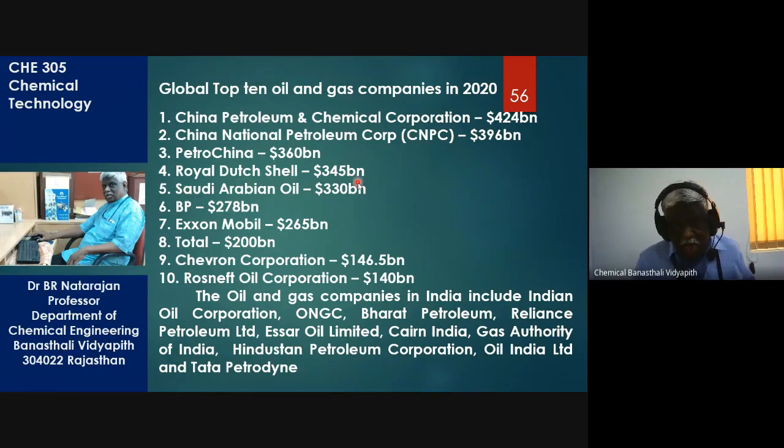Then Royal Dutch Shell, $345 billion. Saudi Arabian Oil, then BP, British Petroleum, 278 billion, Exxon Mobil, Total is the name of a company, Chevron, and among the oil and gas companies in India, you have the Indian Oil, IOC, ONGC, Bharat Petroleum, Reliance Petroleum, Essar Oil, Cairn India, Gas Authority, GAIL, Hindustan Petroleum, HPCL, Oil India, OIL, and Tata Petrodyne. So these are some of the Indian companies. You have the global companies. So there are a lot of exciting opportunities in the oil industry.